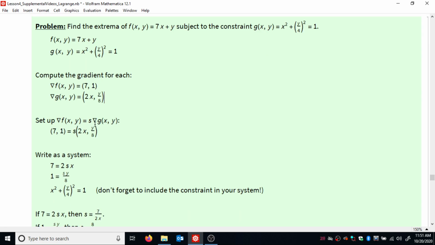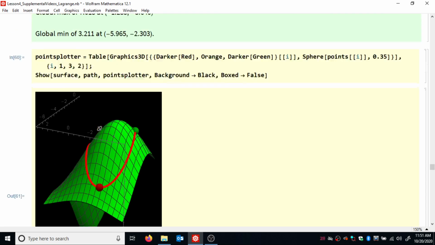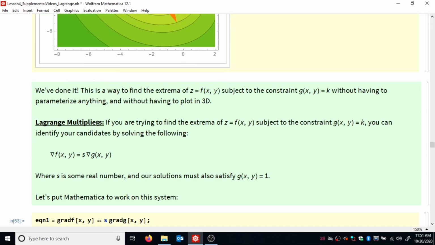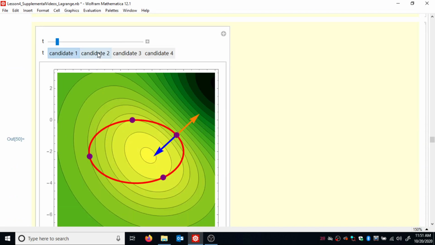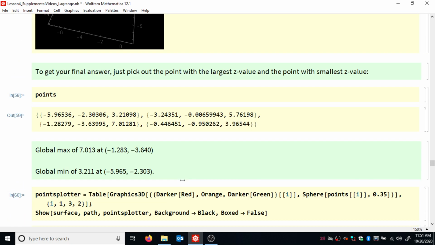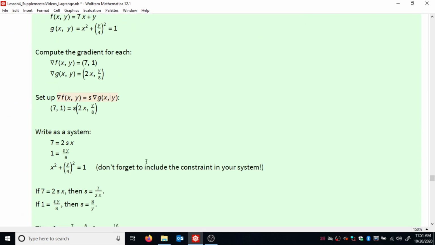And now we set up our system of equations. So we set up that the gradient of f is equal to a multiple of the gradient of g. Remember, this is just like the little demonstration that I showed you guys above. We're specifically looking for candidates where these gradient vectors are parallel to each other. So we're trying to hone in on the candidates where we are locked in at parallel gradient vectors. Those are going to be our candidates. So let's go ahead and do it.